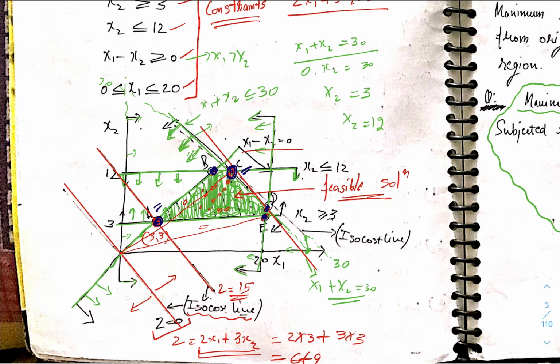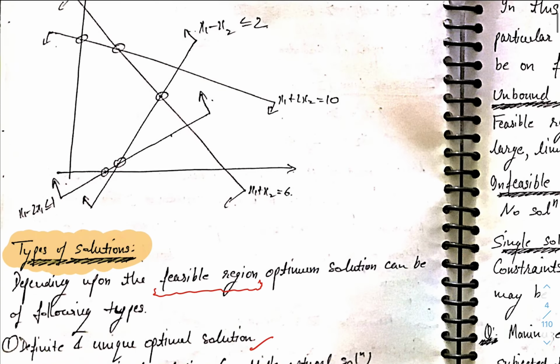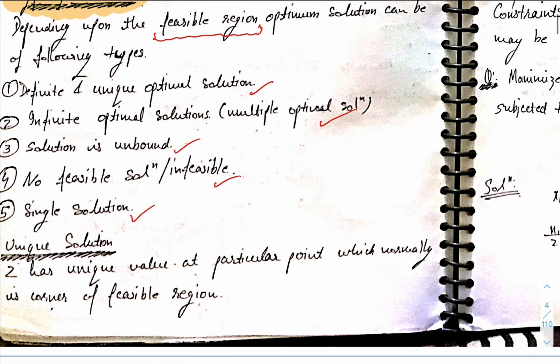Right, on the XY Cartesian plane, you find that you get very clear corner points, and on a certain corner point you are getting the maximum value, which is your solution, or the minimum value, which is your solution. Okay, so I will leave it here as of now. So now you know what definite and unique optimal solution means.